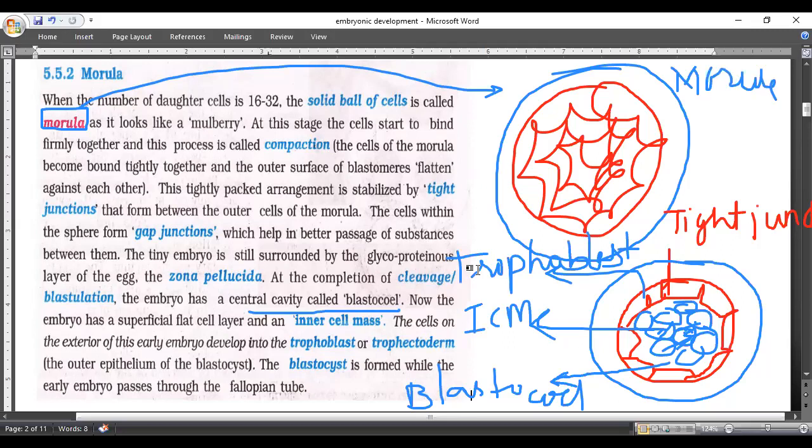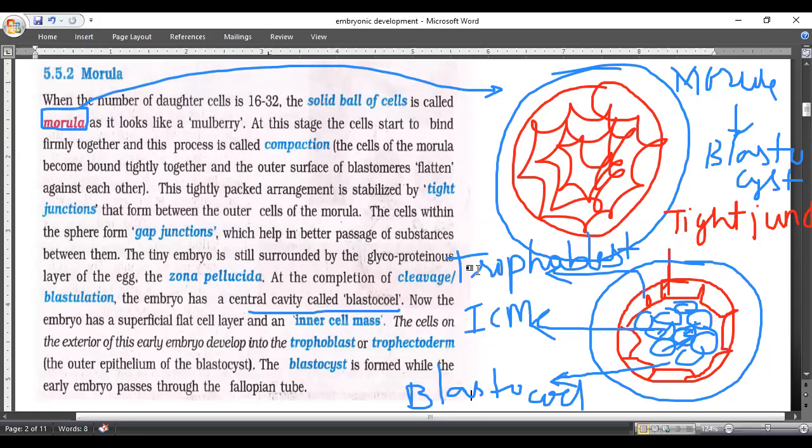This is the morula, and now I have shown here how a morula will turn into the stage called blastocyst. How the morula turned into the stage called blastocyst, I just showed to you. Let me read you once again. I am trying to show the visuals of each and every text sentence given here.